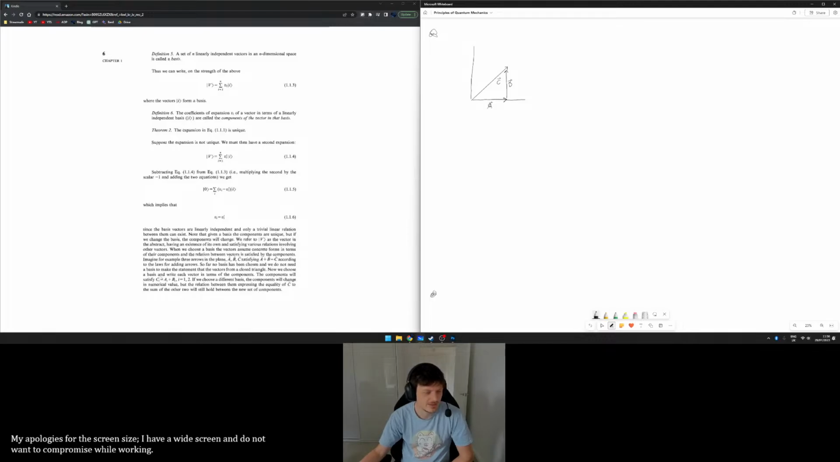Now we choose a basis and write each vector in terms of the components. The components will satisfy C equals A plus B.